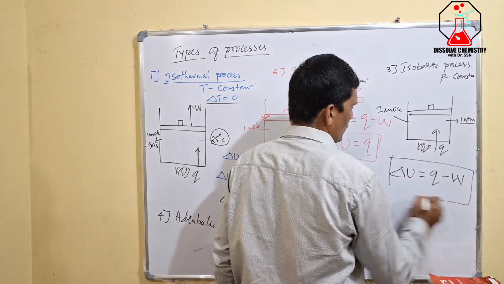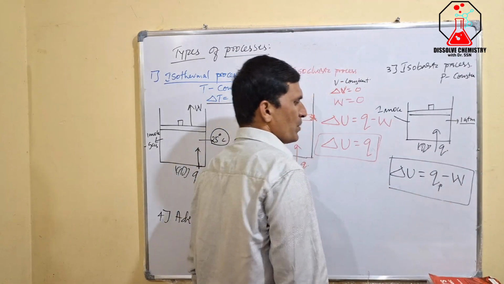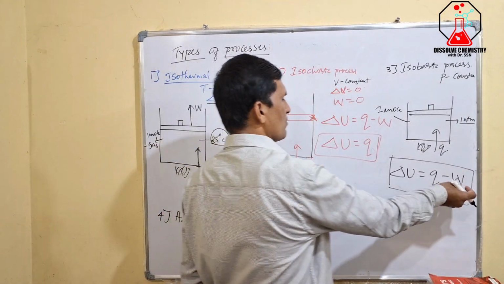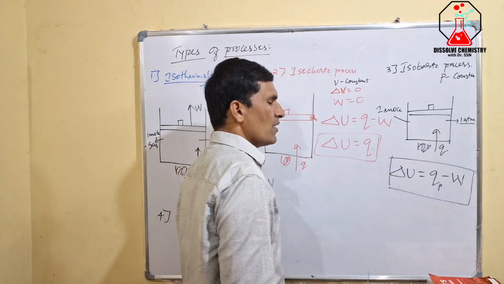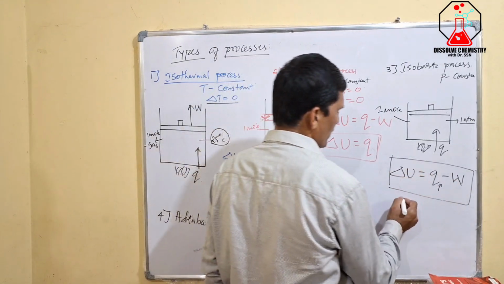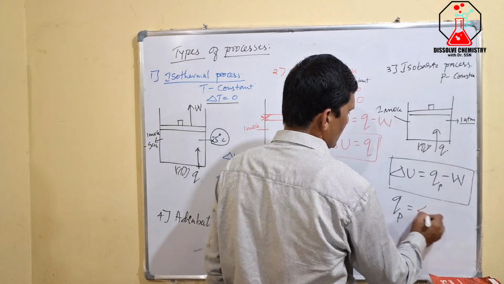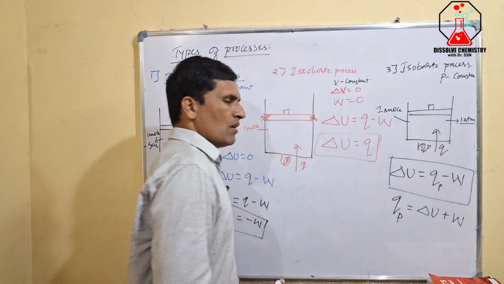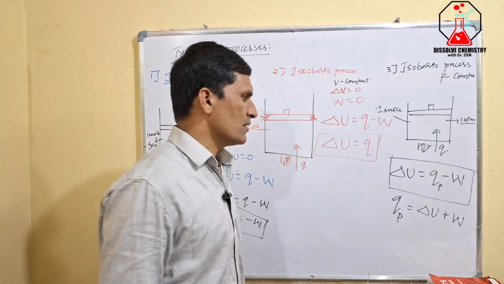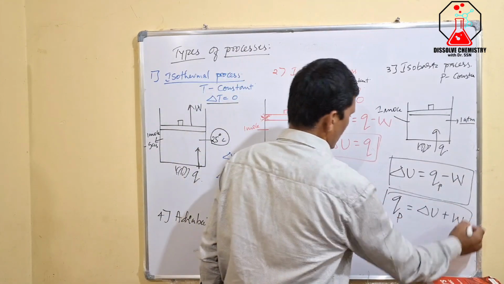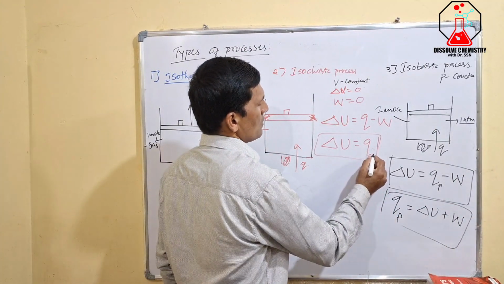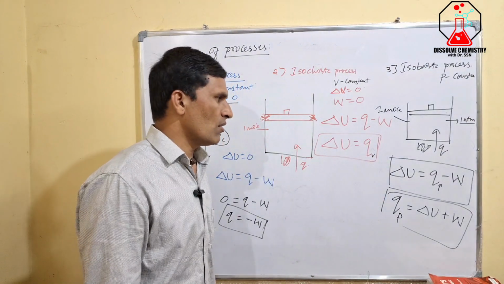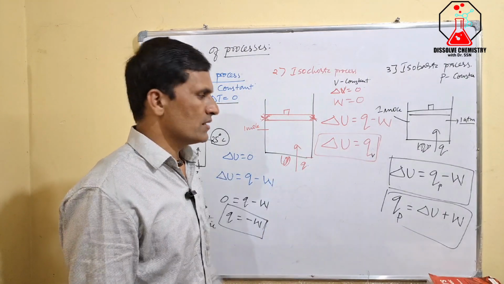So therefore your delta U is equal to what? QP. QP means heat absorbed at constant pressure will lead to some expansion work, as well as an increase in internal energy. I can show it like this: whatever amount of energy is utilized will be delta U plus W, meaning internal energy, as well as work done by the system. Here, for the isochoric process, we will mention QV. Heat absorbed at constant volume all leads to only a change in the internal energy of the system.